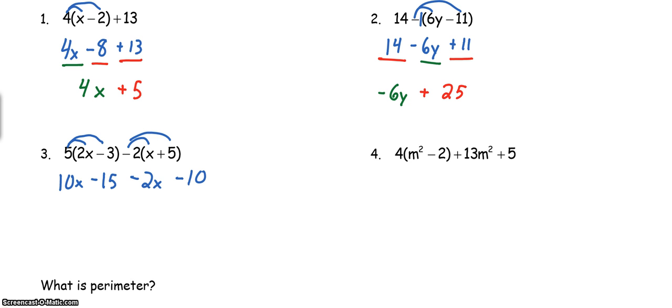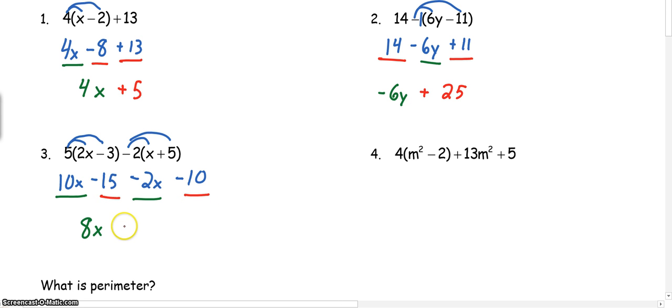Now we can combine like terms again. So we have 10x and negative 2x. They both have an x, so they have the same variable in our like terms. When those are combined, that gives us 8x. And then we have 2 constants to combine, negative 15 and negative 10. Negative 15 minus 10 means we're going to be going more negative, so we are now negative 25.